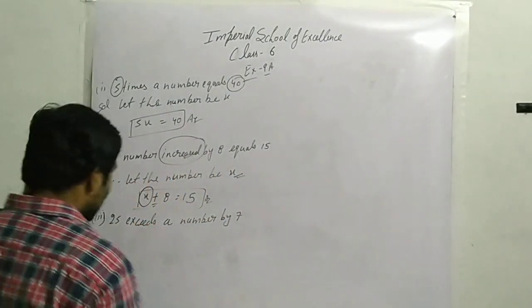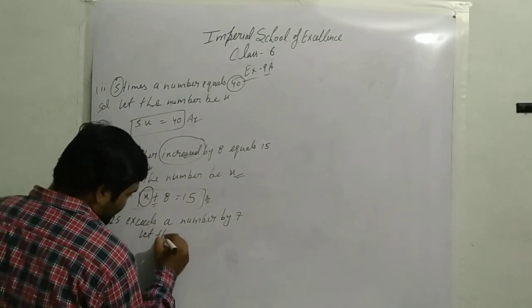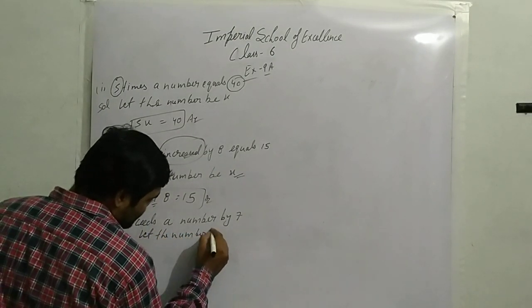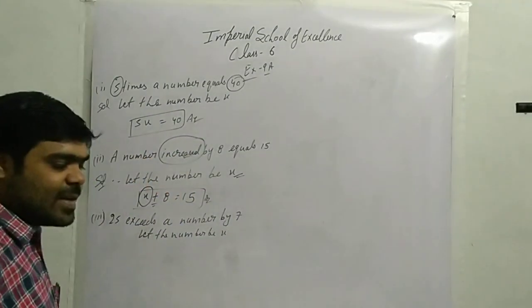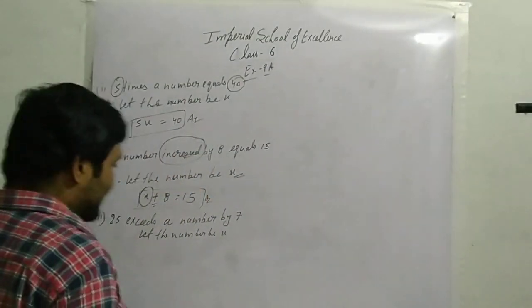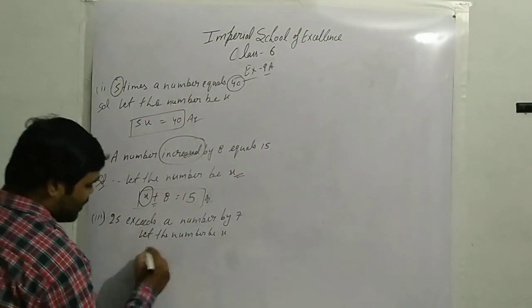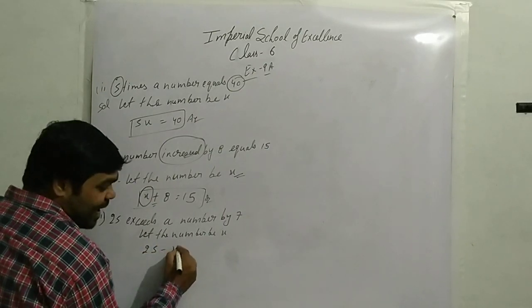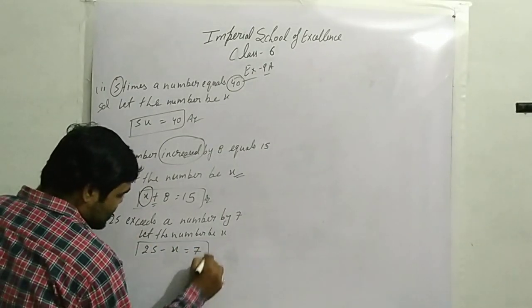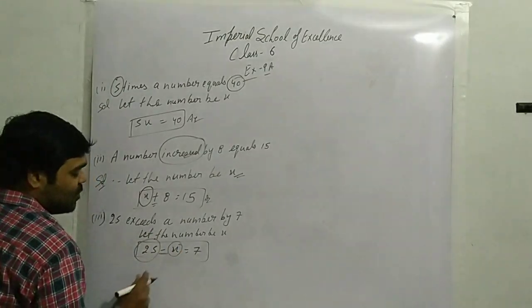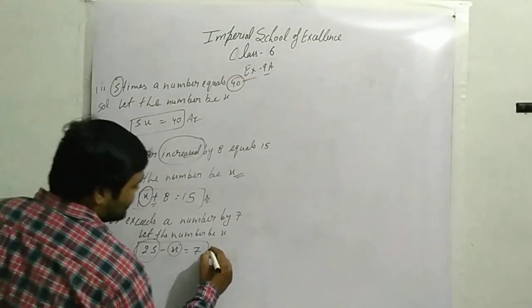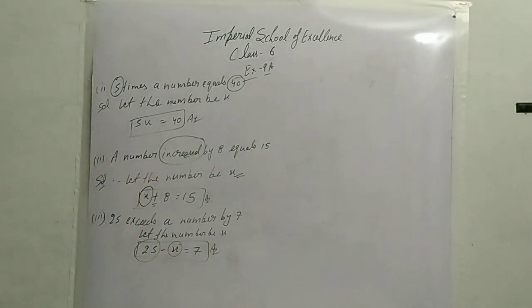So let the number be x. We have taken a number x. Now 25 exceeds the number, so 25 minus x equals 7. This is your equation. 25 exceeds this number, that's why we have used the minus sign here. This is your answer. Exercise 9A question number 1 we have completed, and now I am mentioning the homework.